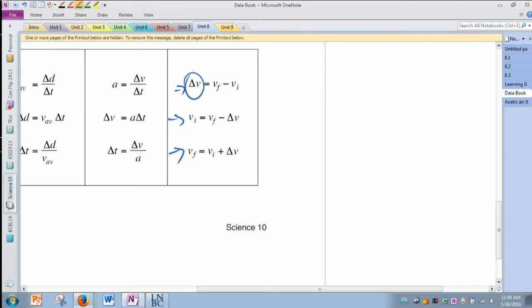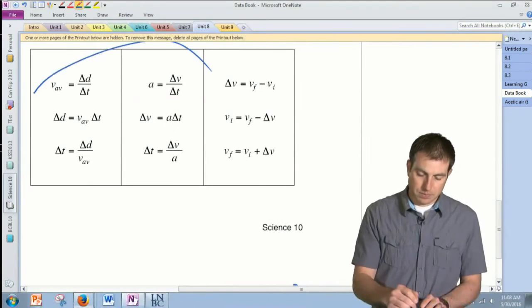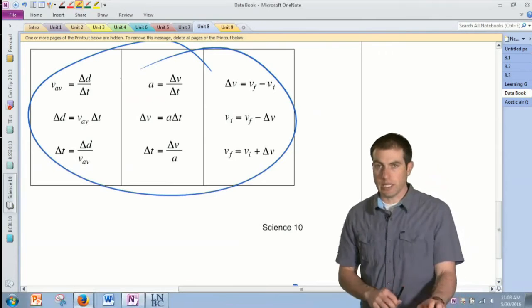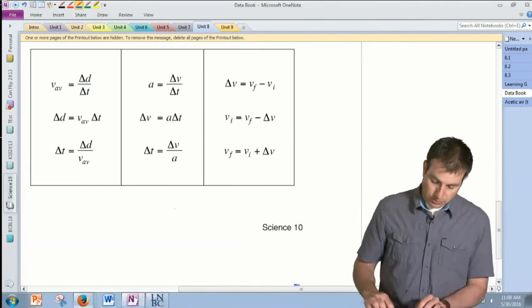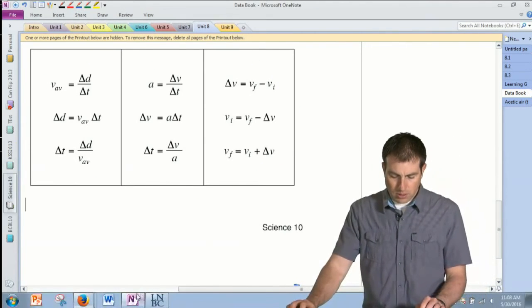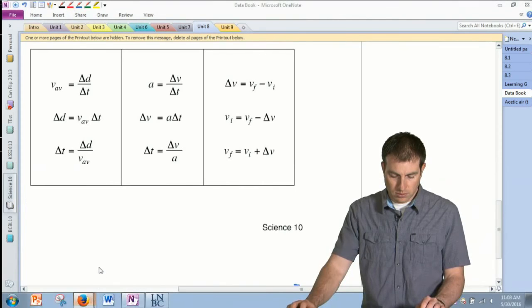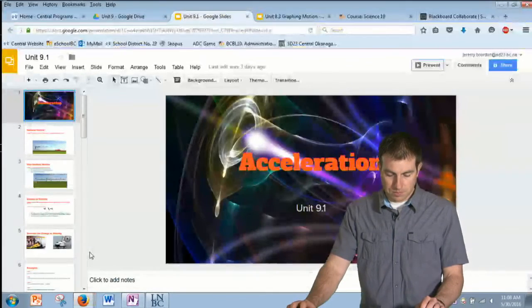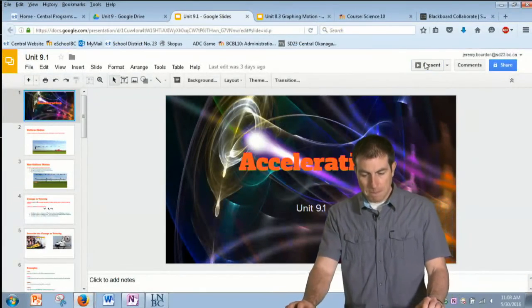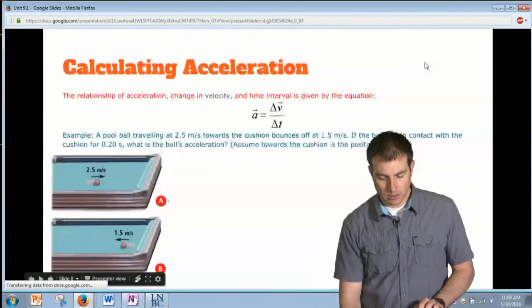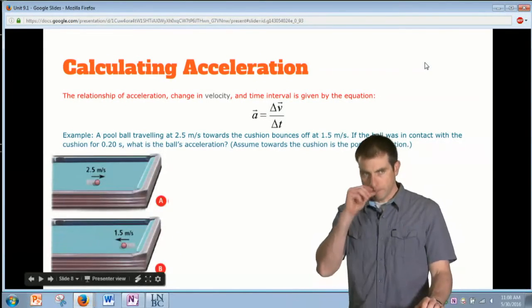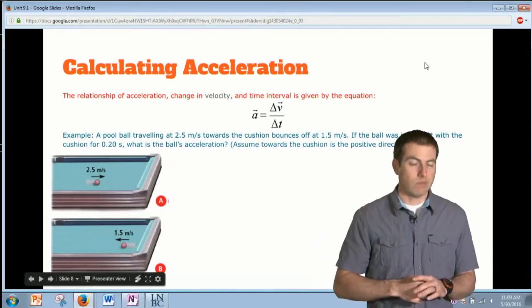And then you have the three change in velocity formulas. This one's isolated for change in velocity, initial velocity, final velocity. So these are your physics formulas. This is all you'll need for chapters 8 and 9.